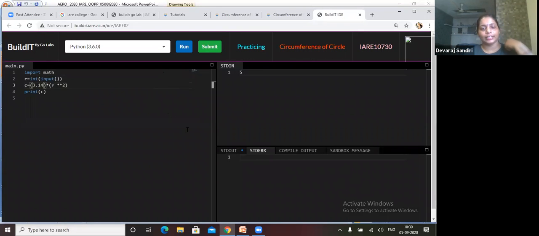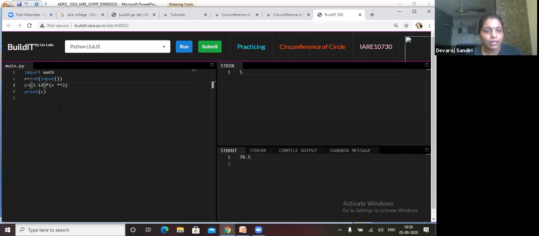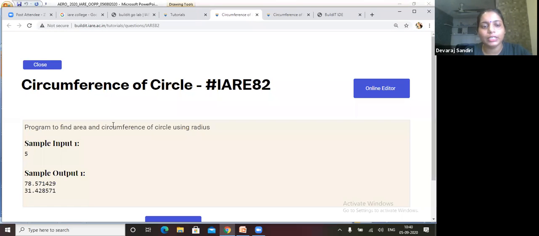So I am keeping the direct value here. So 78.5, what is the circumference? 78.57. So all outputs, why are they given here, and here I should write float. See here, 78.5, only one decimal point is coming, because I gave only the integer 5. So for the multiplication, if we give pi here, then we will get the correct answer. So 78 point, see how many numbers are given: 5 7 1 4 2 9.